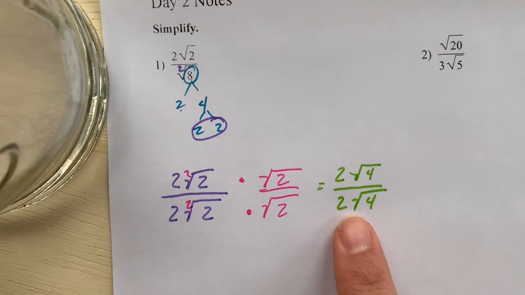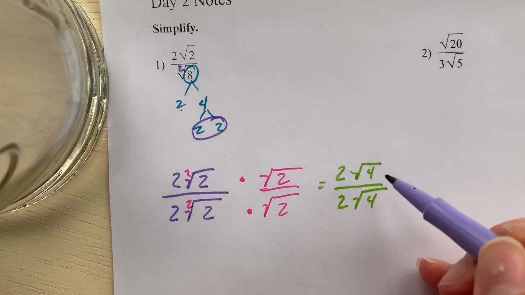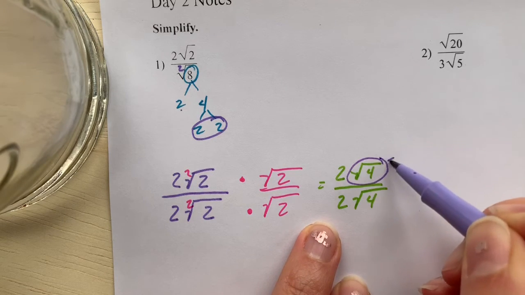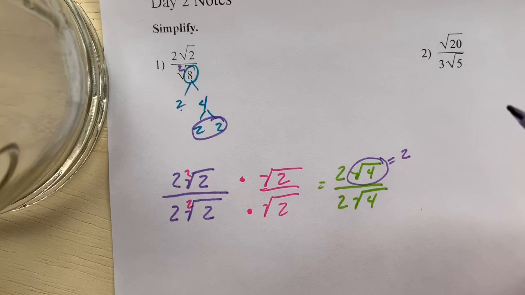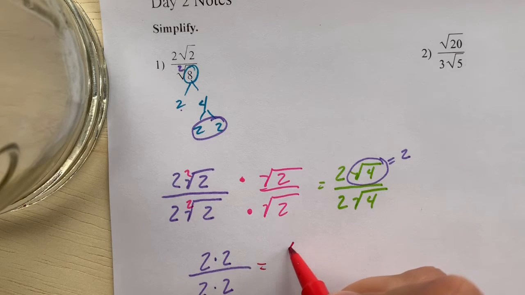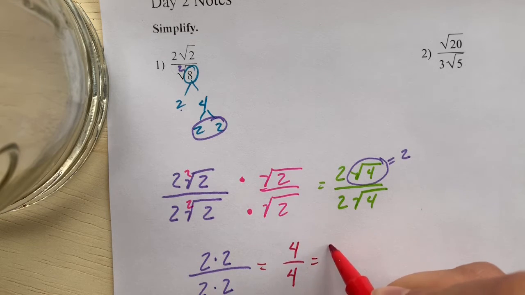Now, the square root of 4 is 2. So I can convert this square root of 4 to a 2. We know that the square root of 4 is 2. So this becomes 2 times 2 over 2 times 2, which means that I'm going to have 4 over 4. 4 divided by 4 is just 1.